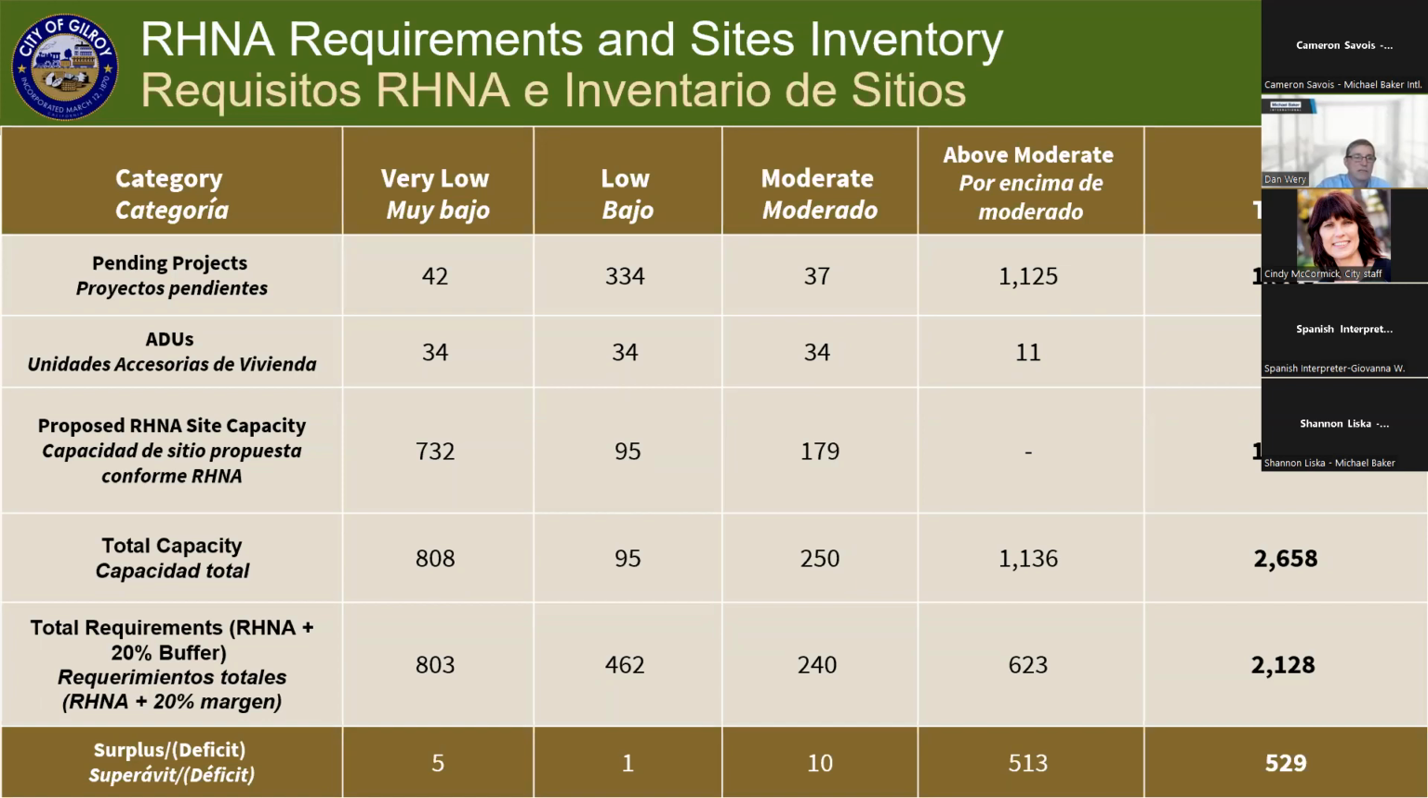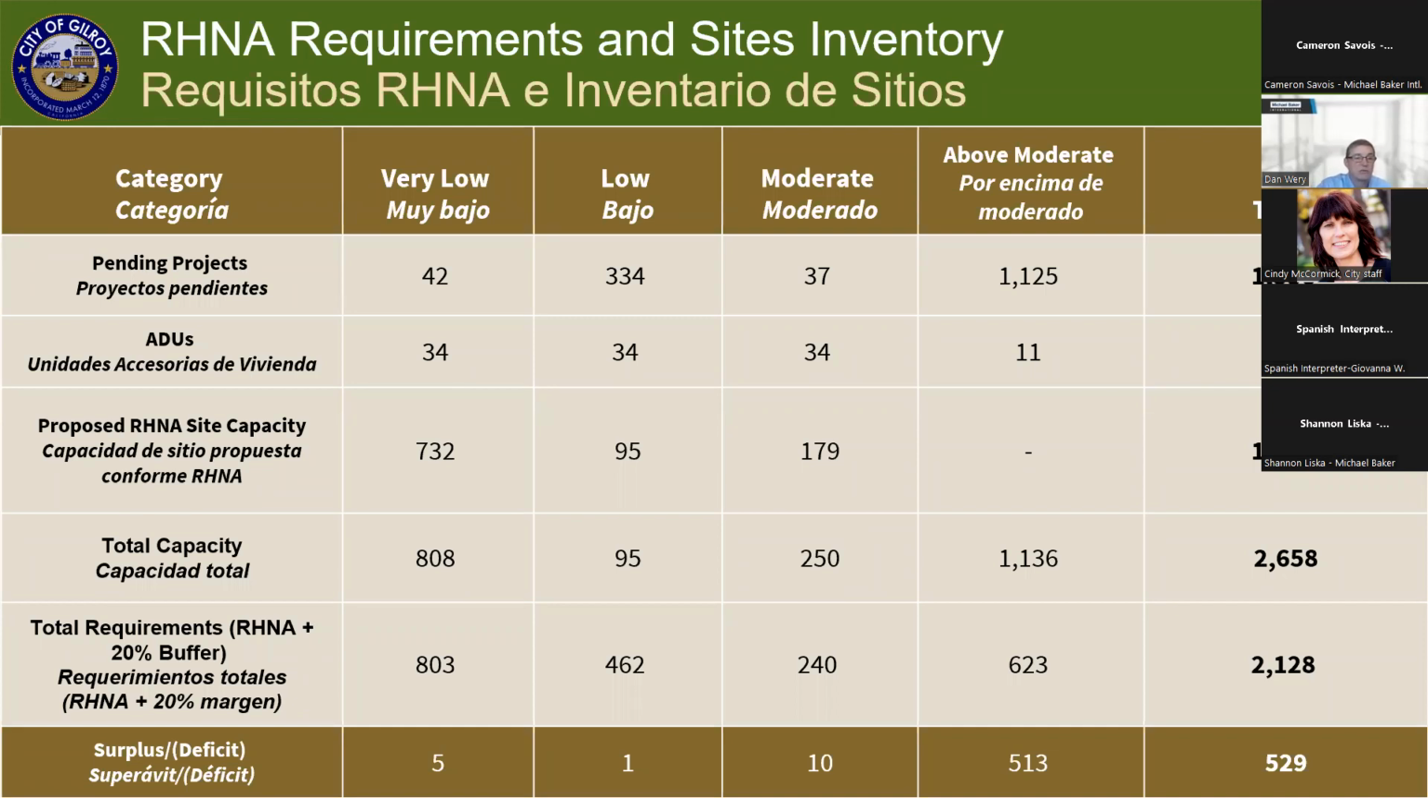And then we look at our site capacity of proposed sites. On the next slide, I'm going to show you both the existing pending projects and proposed sites. So here we've got about 1,000 units, and we do our math on these. We make projections and calculate how many units we're going to get there. In this case, we're only looking at the lower and moderate income units because we have enough above moderate units already. We don't need any more.